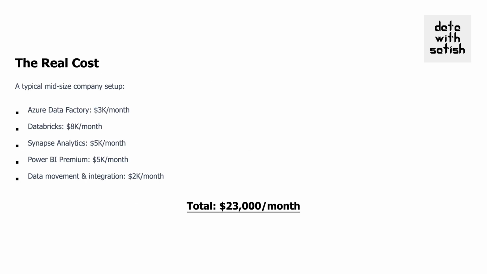Let me show you what this actually costs. Here is the typical mid-size company setup. Again, this is a rough estimate. Azure Data Factory, $3,000 a month. Databricks, $8,000 a month. Synapse Analytics, $5,000. Power BI Premium, another $5,000. And data movement between all these tools, $2,000 more. Total $23,000 per month. That's over $250,000 per year just on the data platform. And that doesn't include the team you need to manage all this complexity.